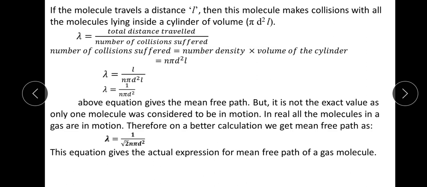So what are the terms here? Lambda is the mean free path. n is the number density of the gas molecules. d is the diameter of the gas molecule. This equation gives us the mean free path of a gas molecule.